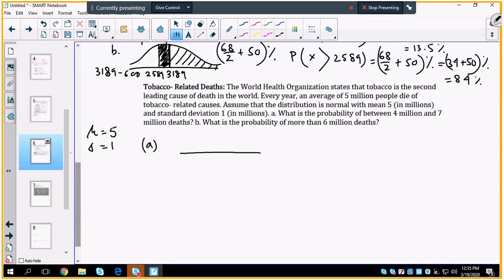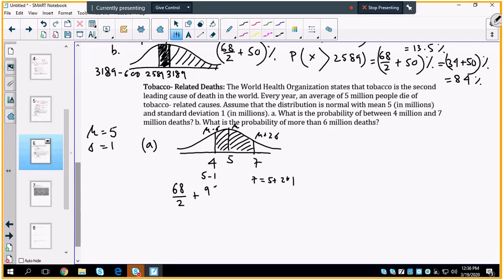So normal distribution, so I will draw the bell curve with the mean equal to 5. I want it between 4 and 7. So what are 4 and 7? 4 is 5 minus 1. So if you call 5 as your mu, this is mu minus sigma. 7 is 5 plus 2 times 1. So it's mu plus 2 sigma. So I want the area between mu minus sigma and mu, and add the area between mu and mu plus 2 sigma. Remember, between mu minus sigma and mu is half of 68%, and between mu and mu plus 2 sigma is half of 95%.